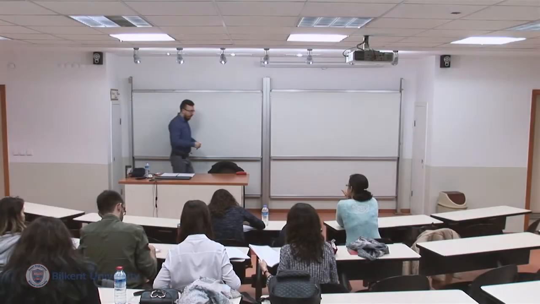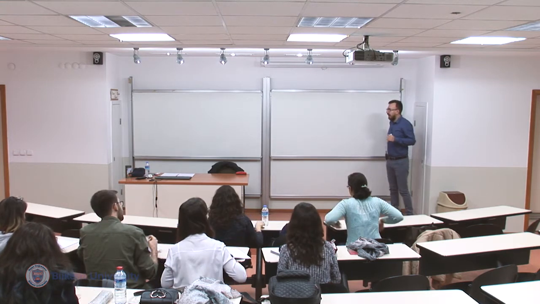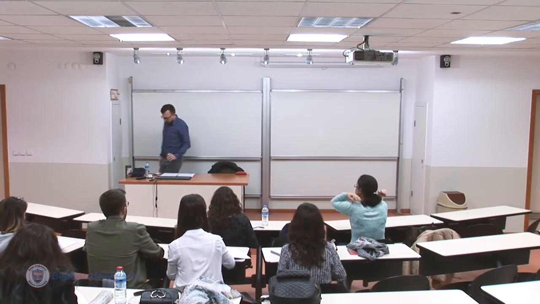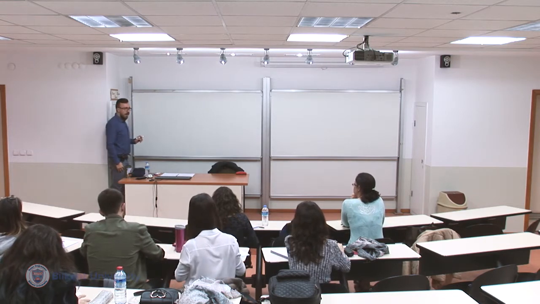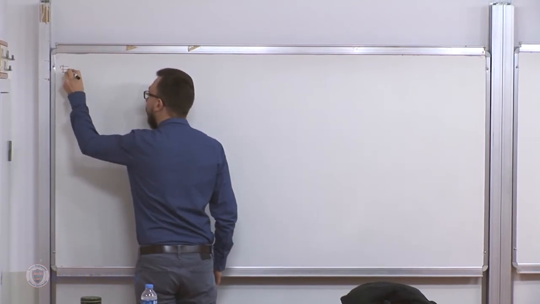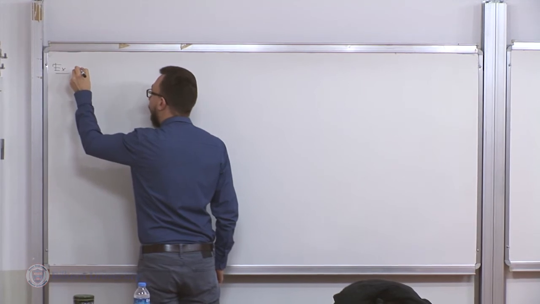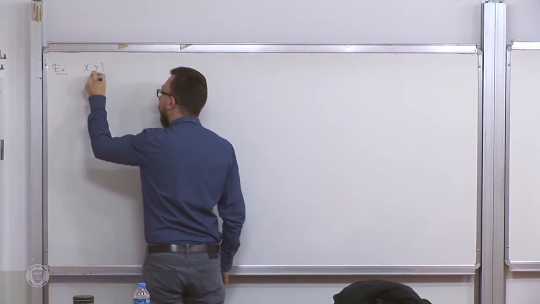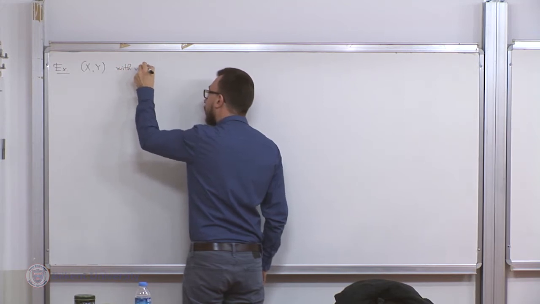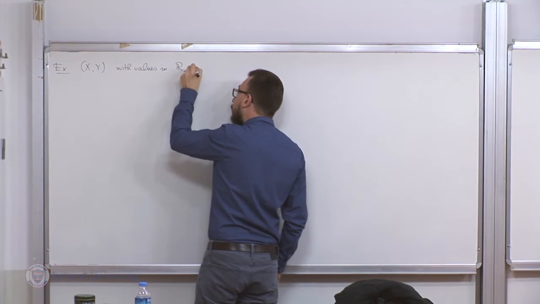Okay, welcome back. So there was an example last time that I kind of rushed. So I'd like to start from scratch, okay, about joint distributions. So what was the example? The example was that we have a random vector (X, Y) with values in R plus cross R.